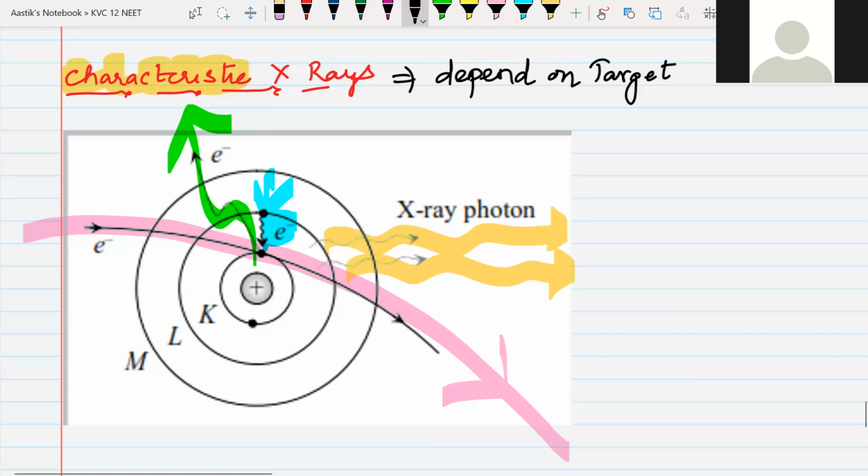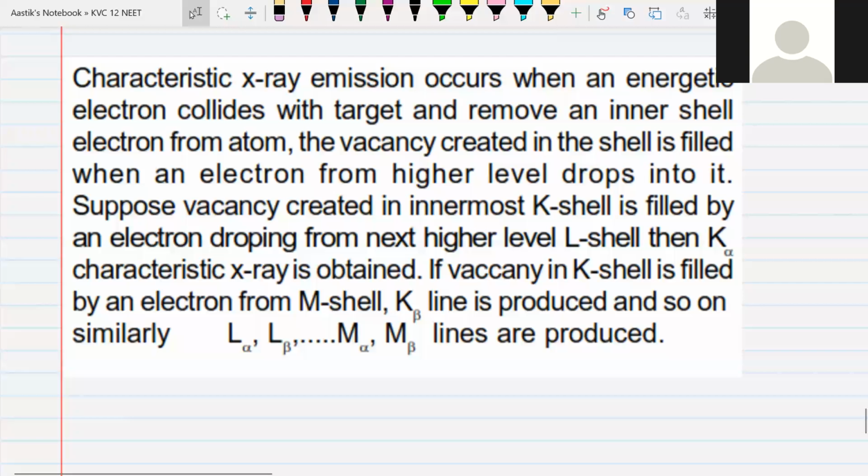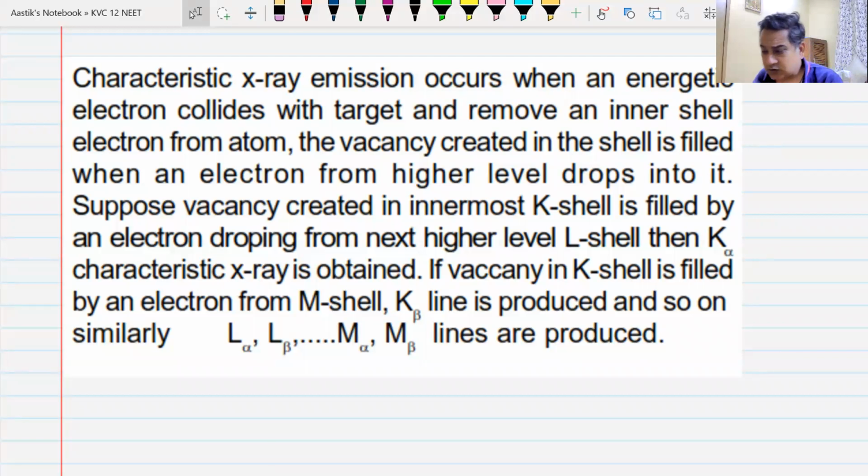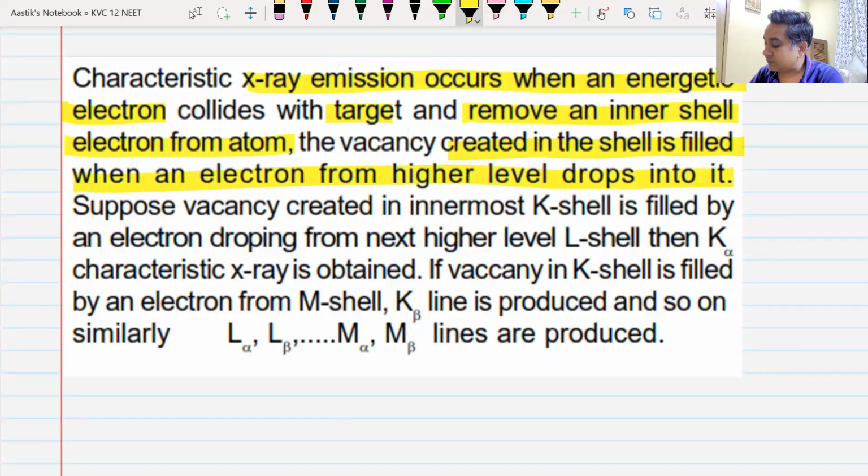Have you noted it down? Okay, then this is the explanation. If you want to write it in your language, you can write it. How are these characteristic X-rays emitted? Characteristic X-ray emission occurs when an energetic electron, the electron which is coming from the source, collides with the target and removes an inner shell electron from the atom. The vacancy created in the shell is filled by an electron from a higher level.